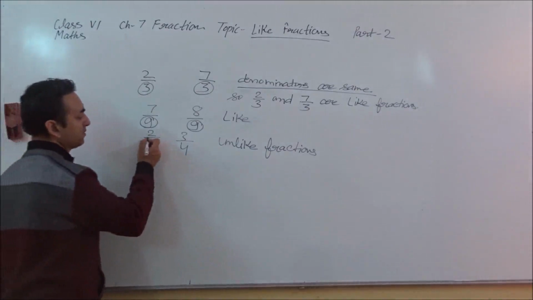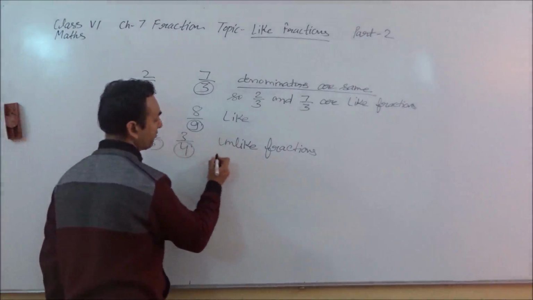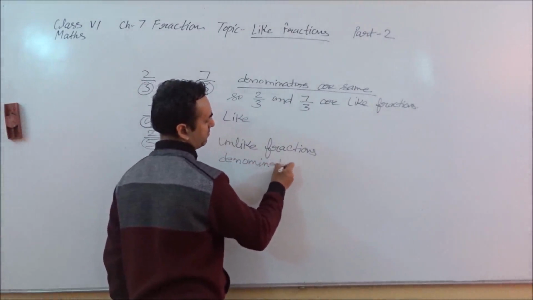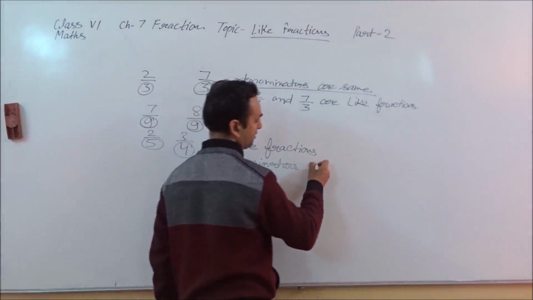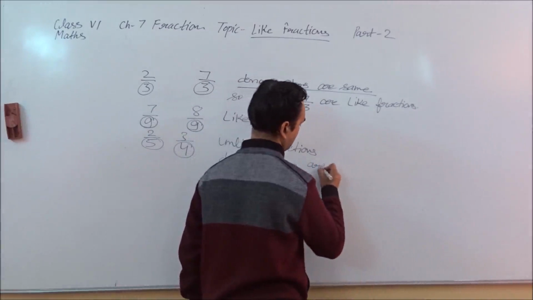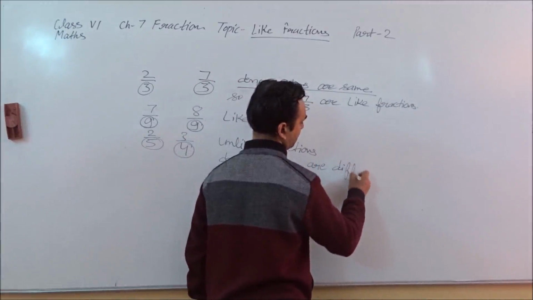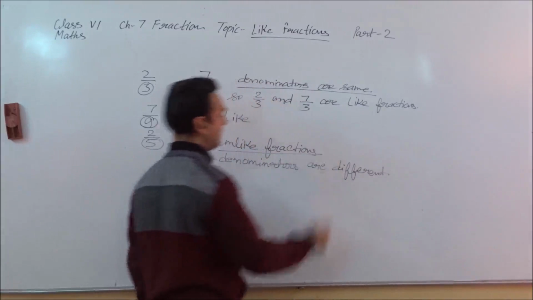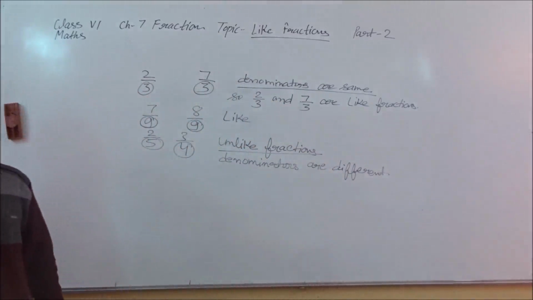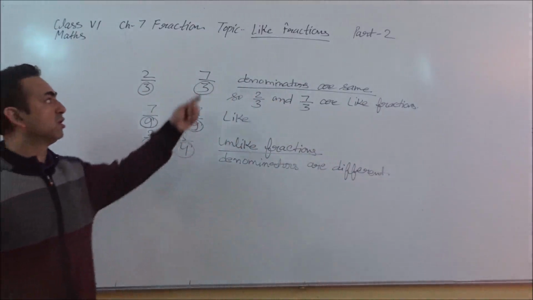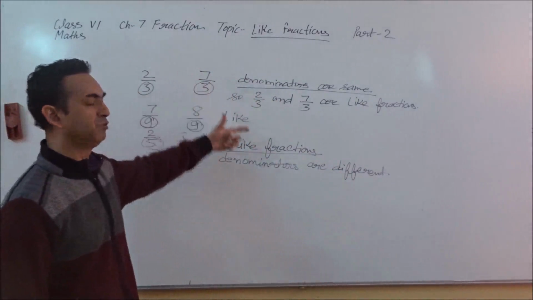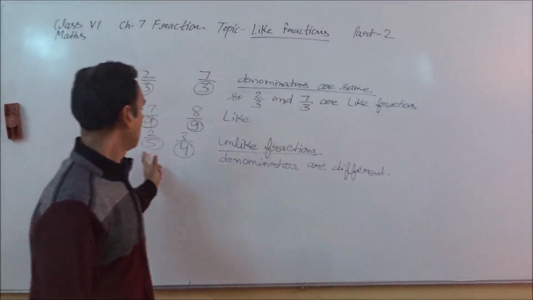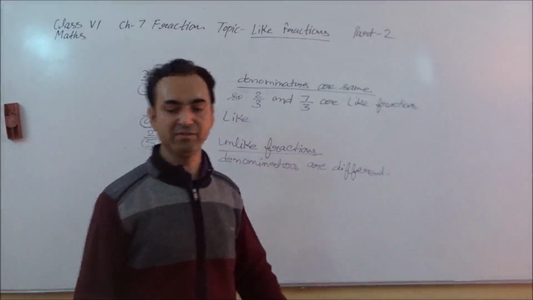So the denominators are different, so they are called unlike fractions. So like or unlike fractions, you have understood. If the denominators are the same, then it's called a like fraction. If the denominators are different, they are called unlike fractions.